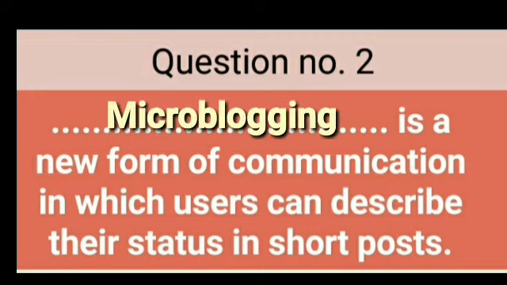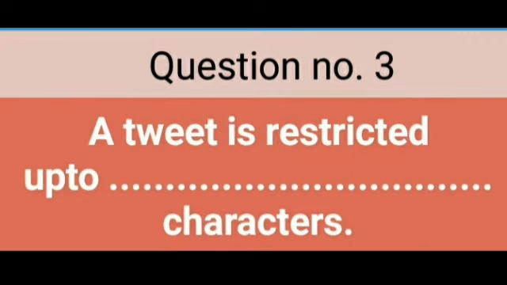As we know, in microblogging people update their status in the form of short posts and communicate. So the right answer is microblogging. Now question number 3: a tweet is restricted up to dash characters. In Twitter, the tweets, the messages that you post, are restricted to 140 characters. You can put only 140 characters in it. So this is the right answer.